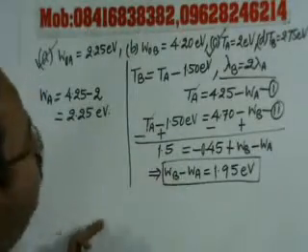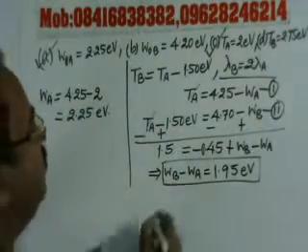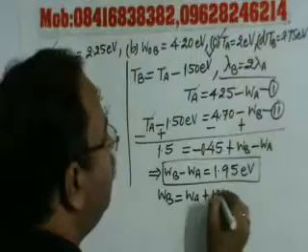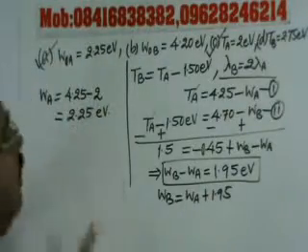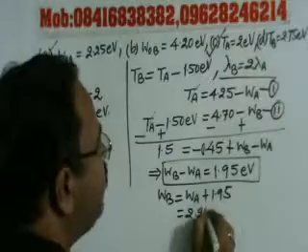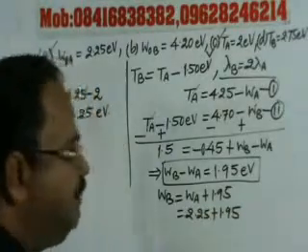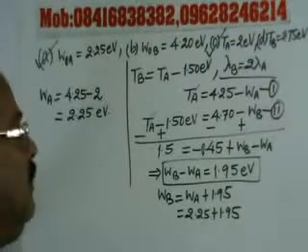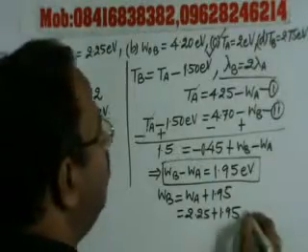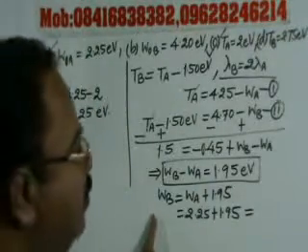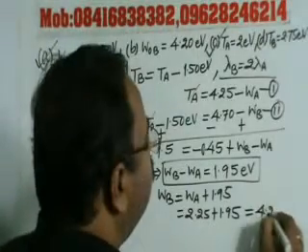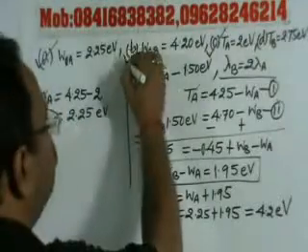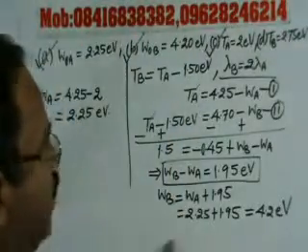Now for Wb, we know that this Wb will be equal to Wa plus 1.95, and Wa we have already calculated. This is 2.25 plus 1.95. So this will be equal to how much? This Wb will be equal to 4.20 electron volt. So Wb is equal to 4.20 electron volt. So this option B is also correct, right?